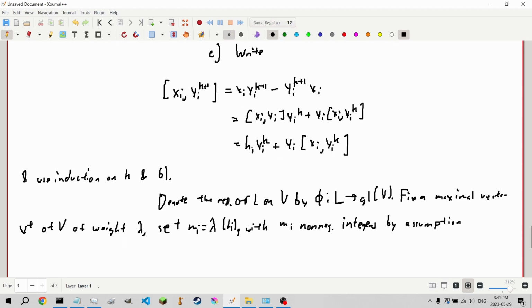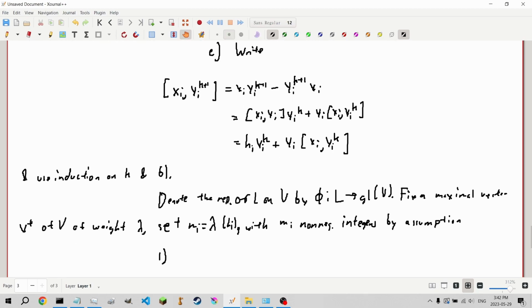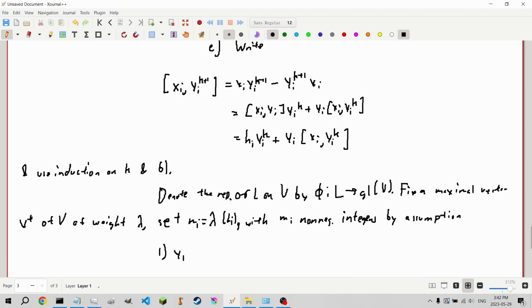Alright, so step 1. yi to the mi plus 1 on v plus is 0.